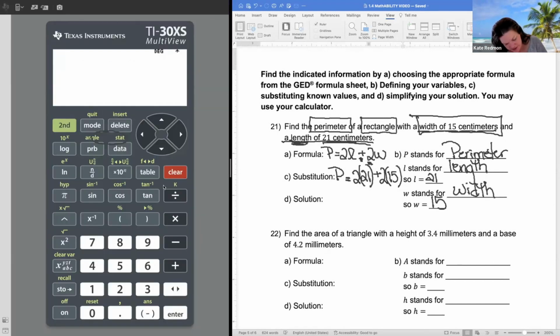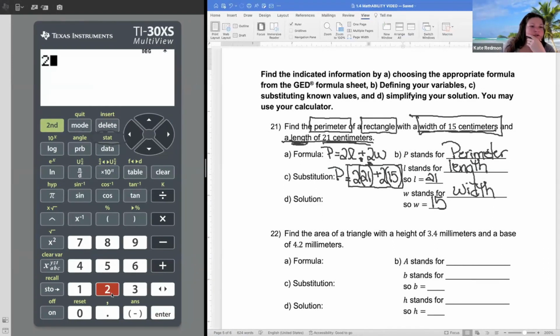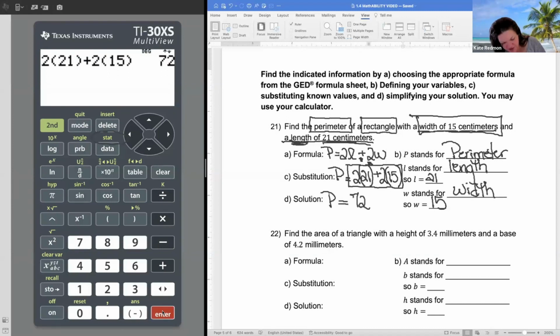The entire right-hand side of the equation here is an expression. But the main thing I want you to see is it's an expression with only numbers. So I can plug the entire thing into my calculator. So 2 times 21 plus 2 times 15. And I get the perimeter is equal to 72. And 72 what? Well, perimeter, like we said, is just a line outside, so it'll be plain old centimeters. But that being said, the main part you need to understand is that the perimeter is 72.